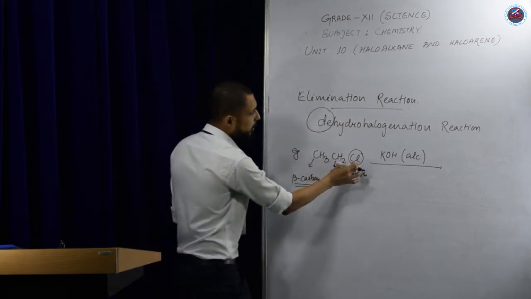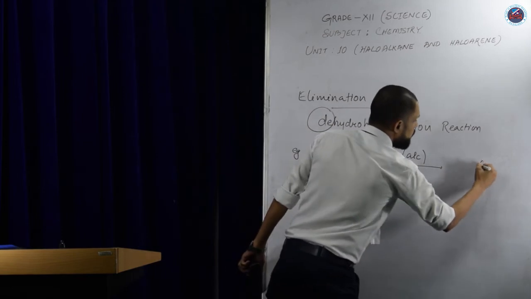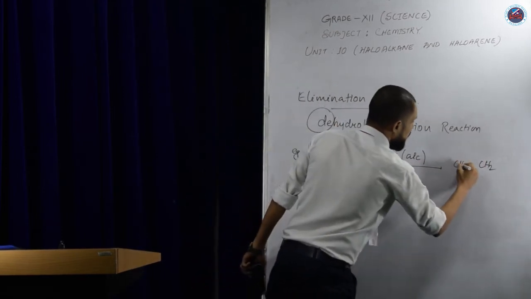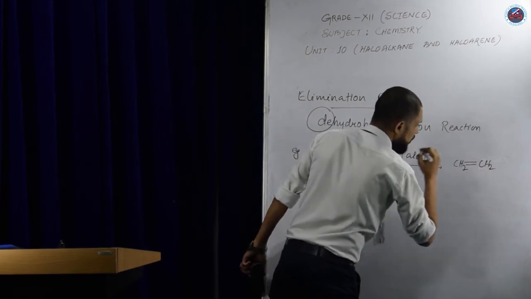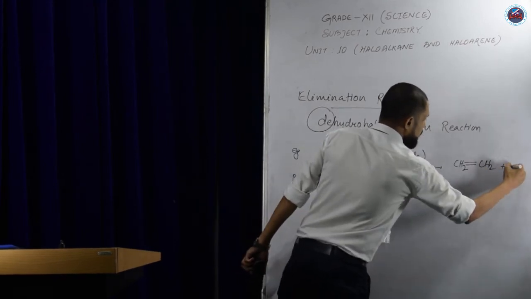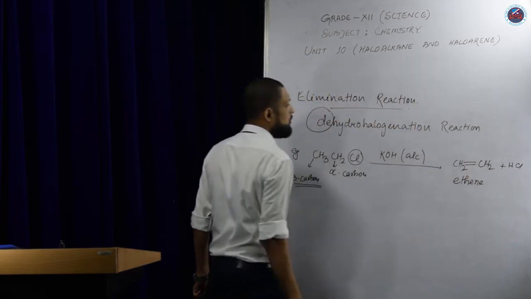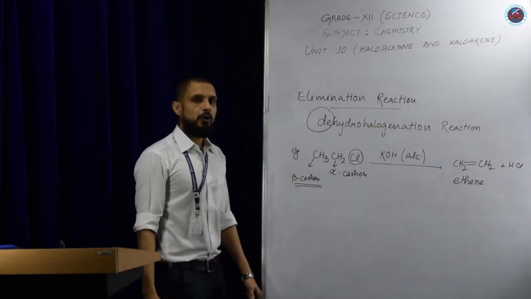So if you remove Cl from here, you have CH2. One hydrogen from here, also CH2, and there will be a double bond here. The name of this compound is ethene. Let us take one more example.